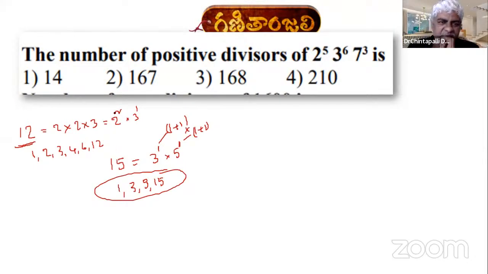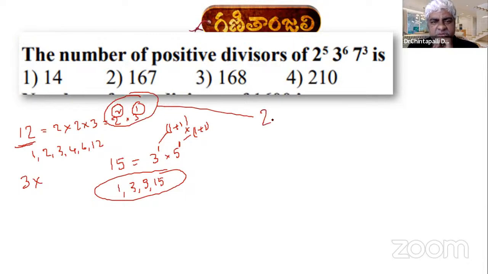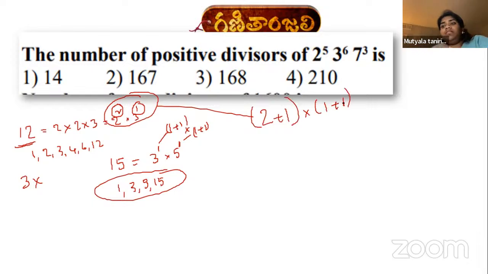The same way for 12: add 1 to 2, add 1 to 1, and multiply. The number of divisors is 2 plus 1 times 1 plus 1. The power of 2 is 2, that's why 2 plus 1. The power of 3 is 1, so 1 plus 1. 2 plus 1 is 3, 1 plus 1 is 2. So it's 6.